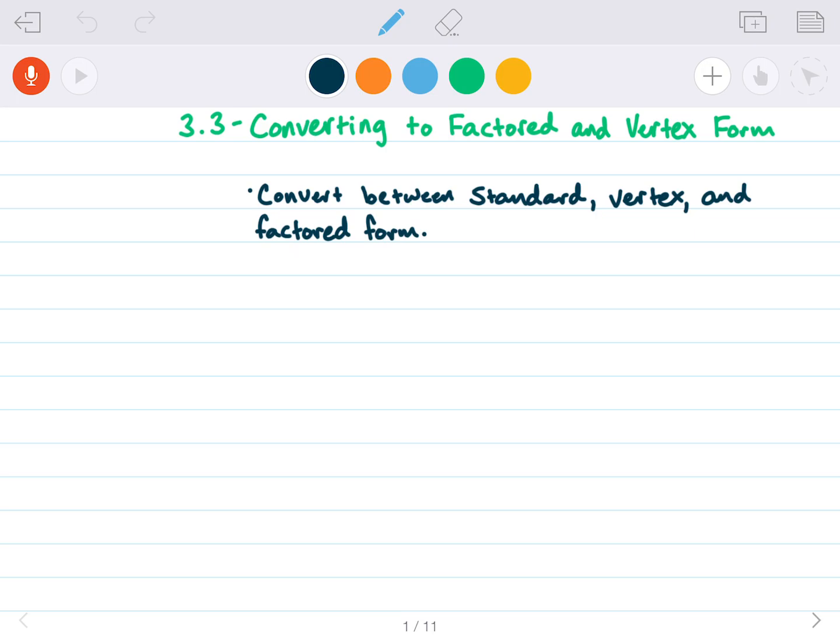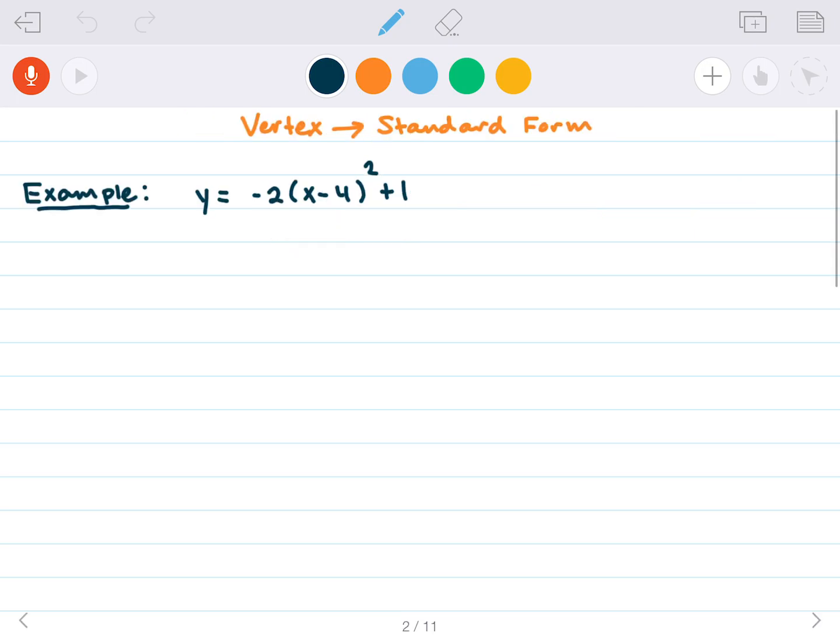Hey guys, in this video we're going to talk about Chapter 3, Section 3, Converting to Factored and Vertex form. So we've converted from vertex to standard form before in previous videos, but let's just remind ourselves how to do this. So remember that standard form is y equals ax squared plus bx plus c.